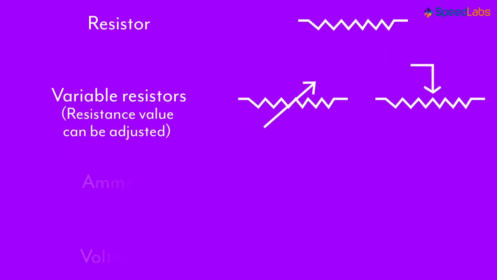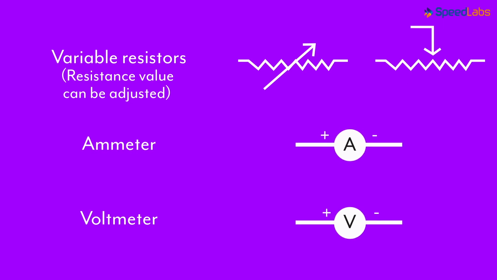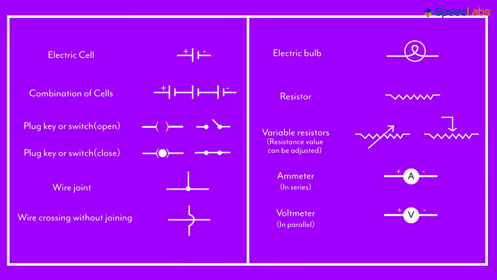And then we have the ammeter and the voltmeter, which are used to measure the current and the voltage respectively. They are represented as A and V within circles. Note that ammeters are always connected in series, while voltmeters are connected in parallel. So these were the basic symbols we had to know when it comes to electric circuits. We will understand Ohm's law in the coming videos.